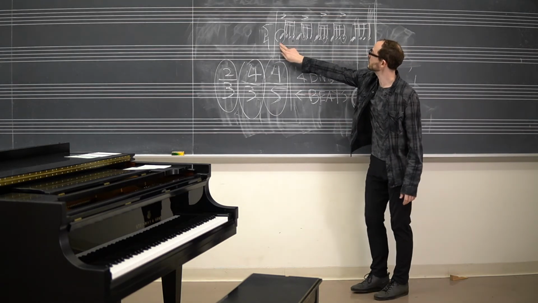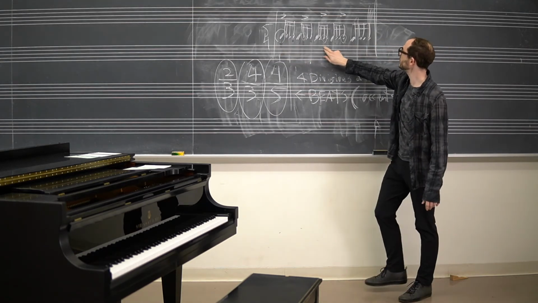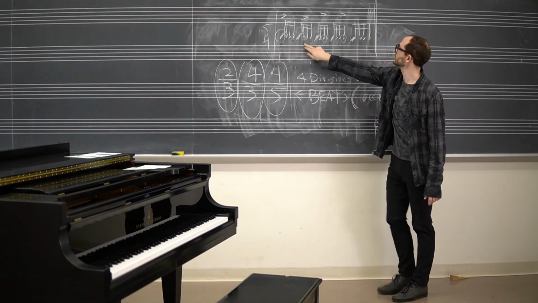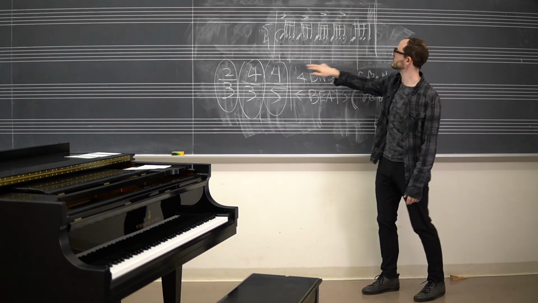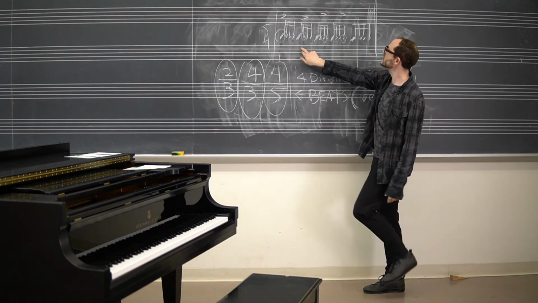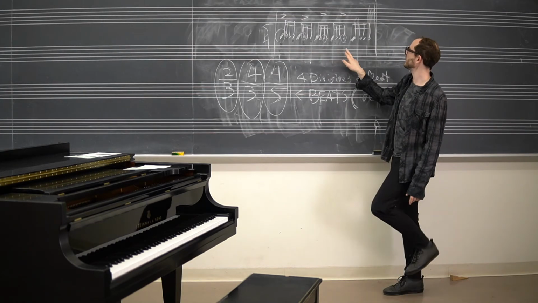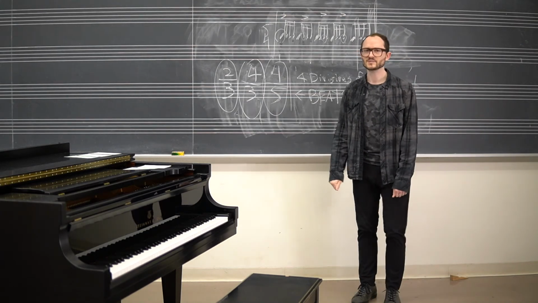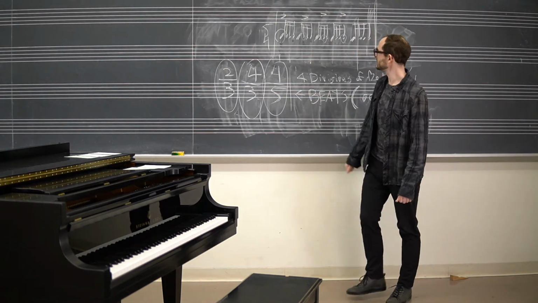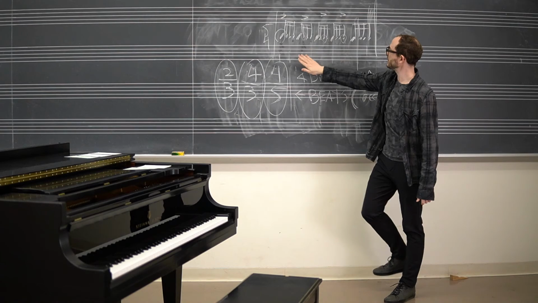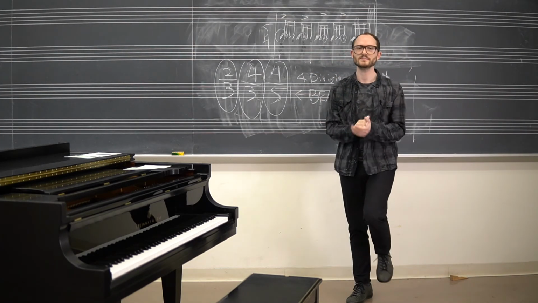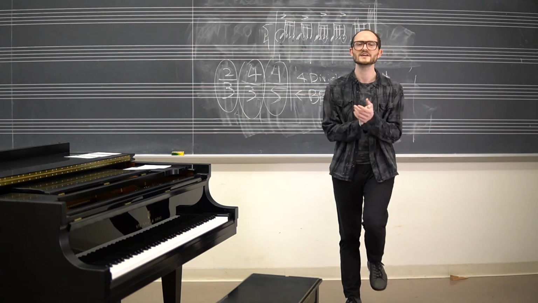1, 2, 3, 4, 1, 2, 3, 4, 1, 2, 3, 4, 5, 1, 2, 3, 4, 1, 2, 3, 4, 1, 2, 3, 4, 5, 1, 2, 3, 4, 5. When I count 5s, I like to use the word hippopotamus. You go hippopotamus, hippopotamus, hippopotamus, hippopotamus.